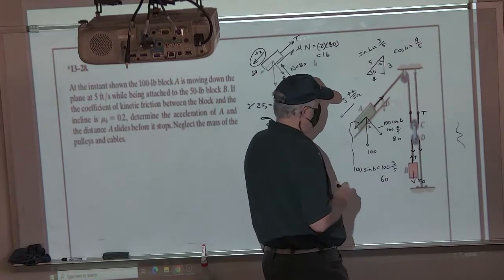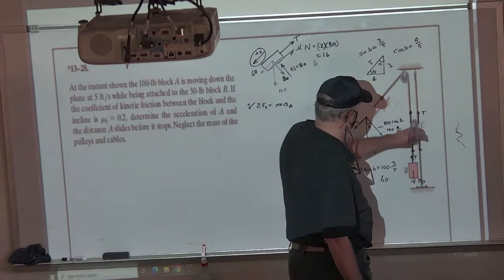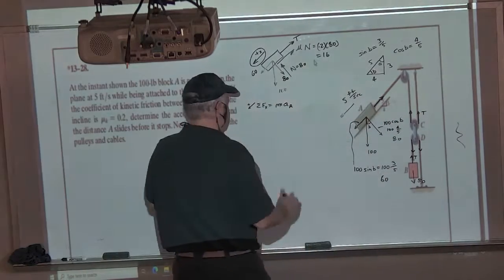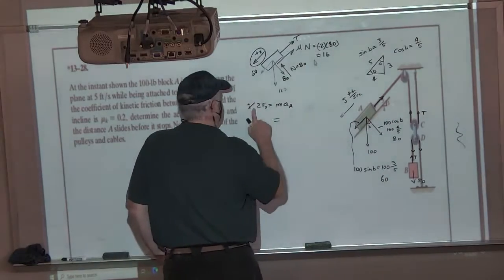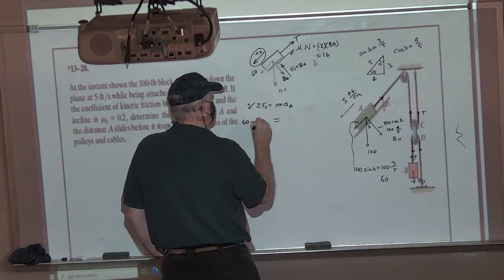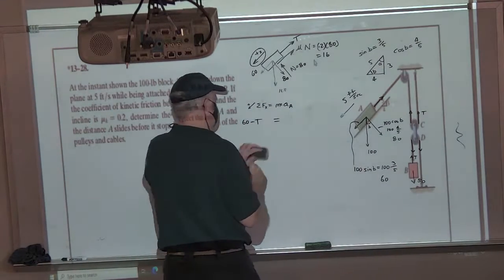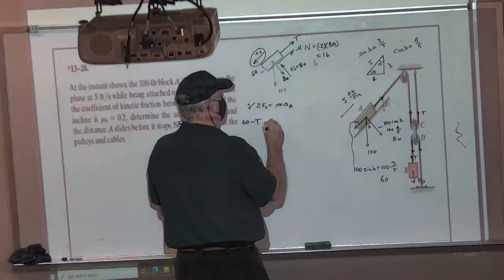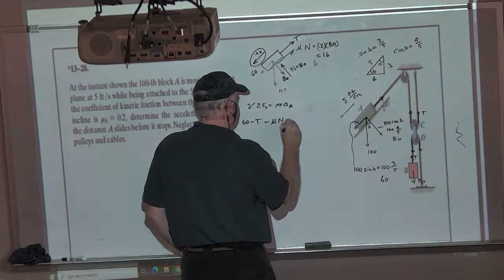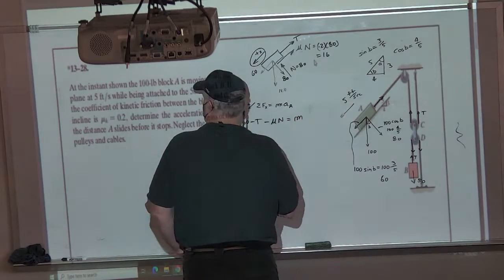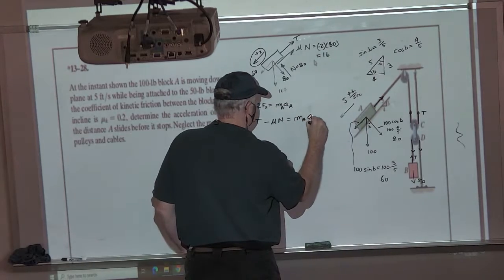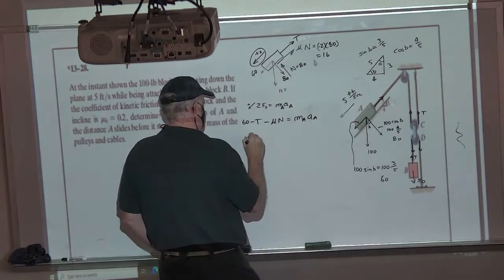So again, I'll look at the free body over here in a second, but I'm just putting the tension here and I'm focusing on this one right now. Going this way, I get 60, minus the tension, minus mu N is equal to mass of A times the acceleration of A.